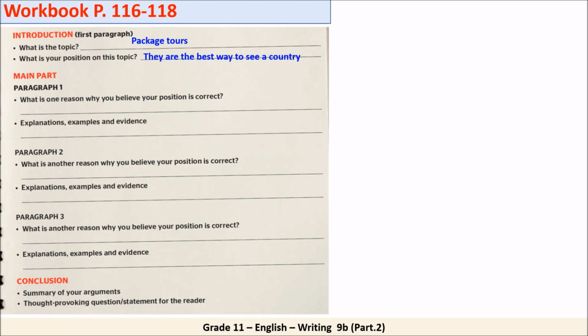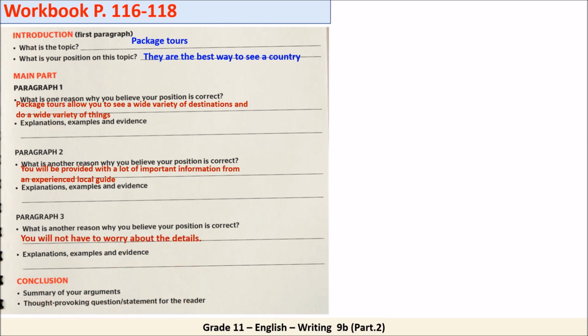And remember, we have chosen 3 arguments. Argument number 1. Yes, package tours allow you to see a wide variety of destinations and do a wide variety of things. Number 2, you will be provided with a lot of important information from an experienced local guide. And argument number 3. Yes, very good. You will not have to worry about the details. These are the arguments, and we need to support them with supporting details, with examples, and with explanation.